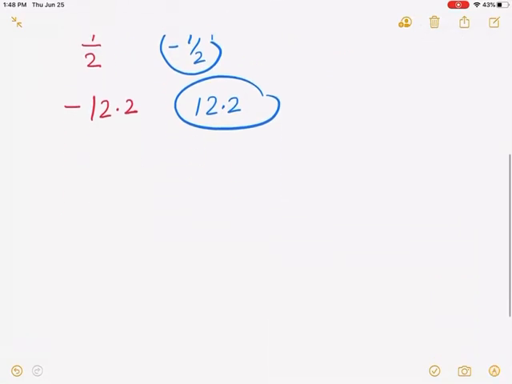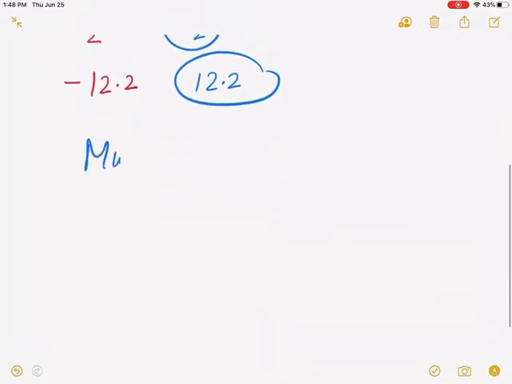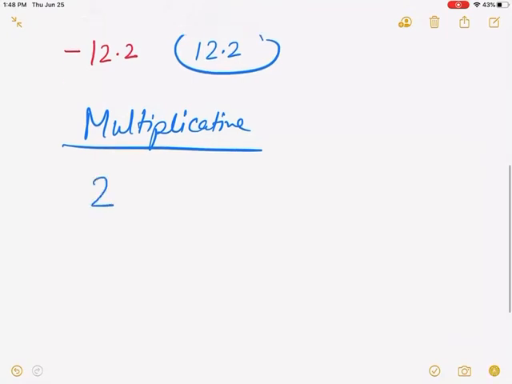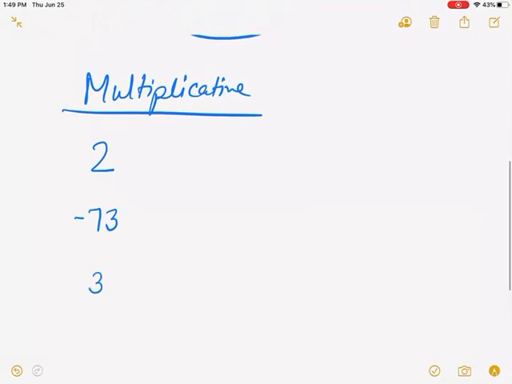Now let's move on to multiplicative. Okay, now slightly different. This time we're not trying to get 0 as an answer. We're trying to make 1 as an answer. Let me put a few examples. Let's say I have 2, I have negative 73, and I have 3/4.